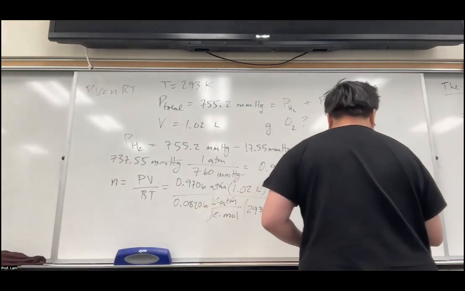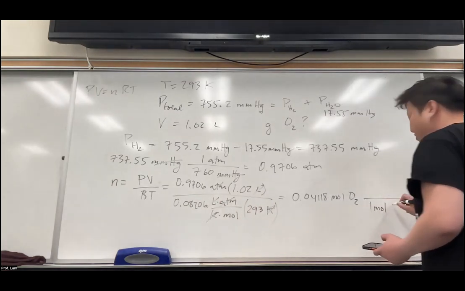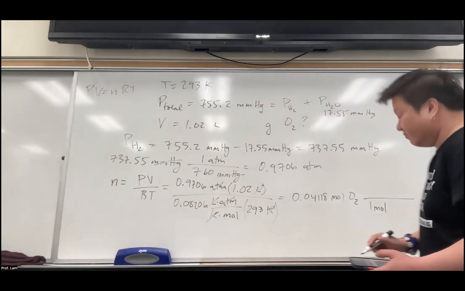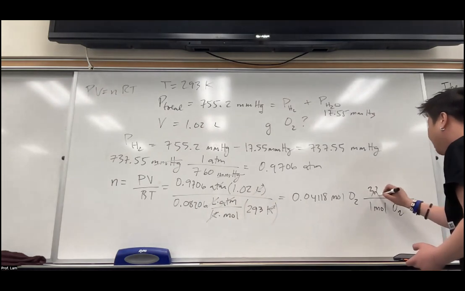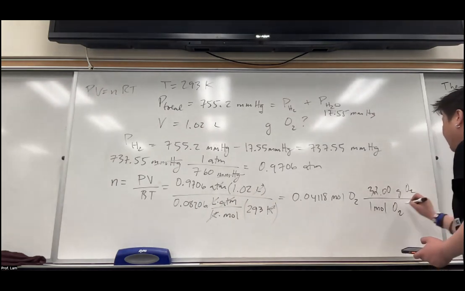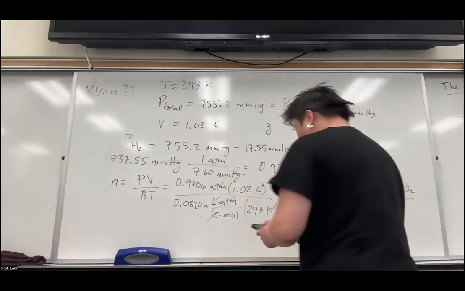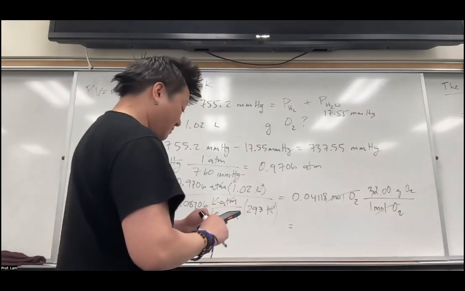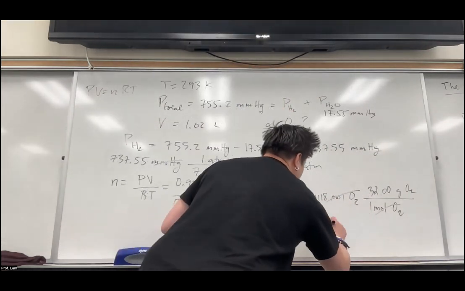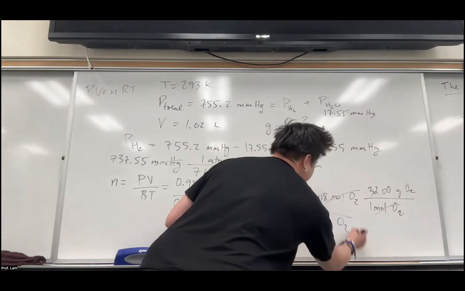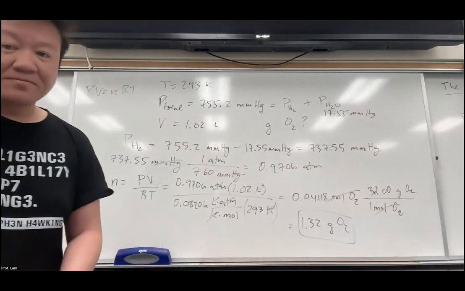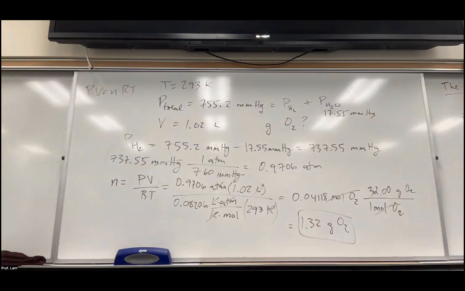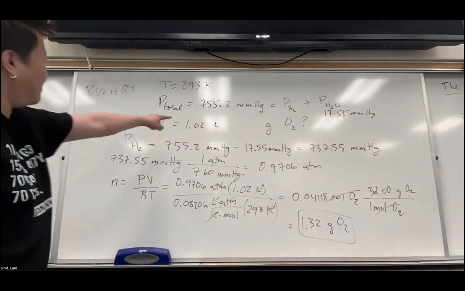I'm gonna go 1 mole of O2 on bottom and 32.00 grams of O2 on top. So that's gonna give us 1.32 grams of oxygen gas. Okay, 3 sig figs, right? Because of these numbers.